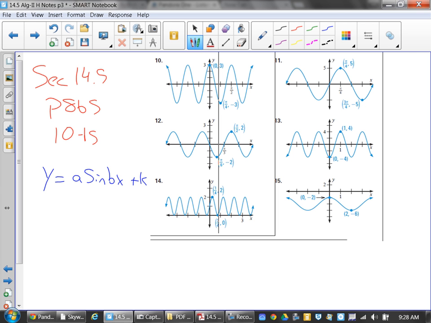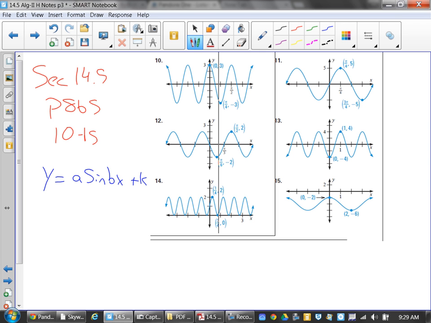We're not going to have any horizontal shift to these, because remember, a cosine graph is just a sine graph shifted to the right pi over 2, or left pi over 2. And a sine graph is a cosine graph shifted pi over 2. So I'm not going to shift anything for you guys left or right. You're going to have to be able to identify whether it's sine or cosine just by looking at it when it's crossing the y-axis.